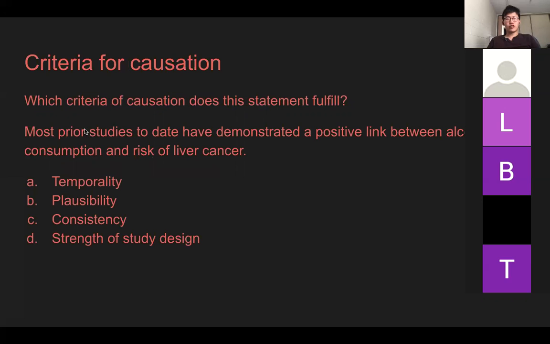Most prior studies to date have demonstrated a positive link between alcohol consumption and risk of liver cancer. Which criteria would this fulfill? Okay, so this is the important distinction between plausibility and consistency. So the answer is C. Plausibility is more about your existing knowledge. This is specifically pertaining to other studies that have been demonstrated, and so this is consistent with those.